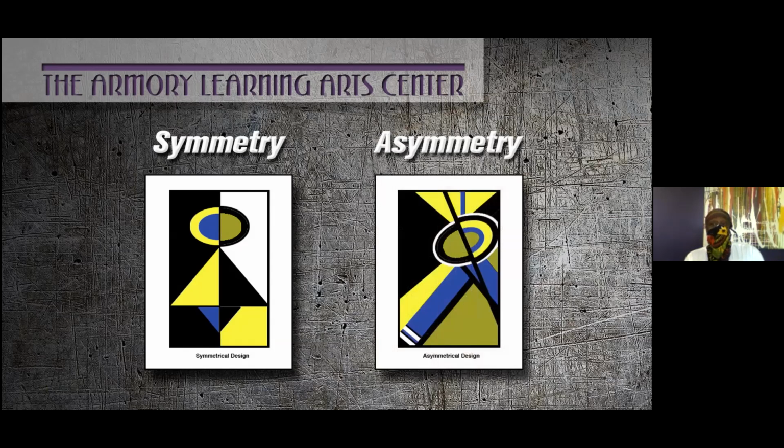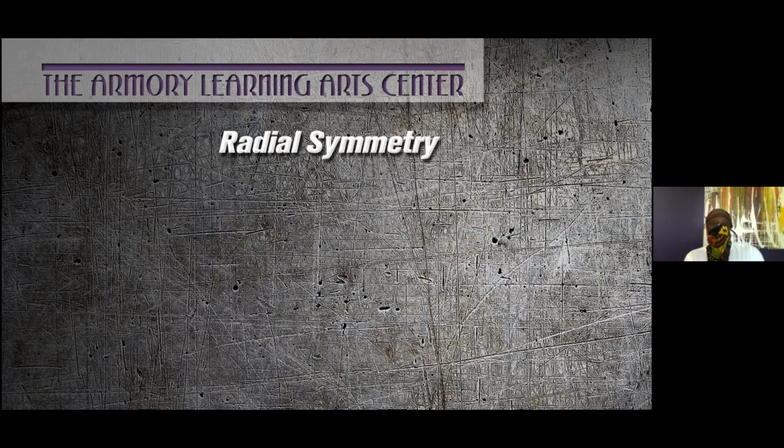Now here we have something that's asymmetrical because we've got basically the same shapes, same colors, but they're not evenly divided. As a matter of fact, it's divided with a slanted line. And again, a straight line indicates something that's harmonious or at rest. If it's slanted, then it indicates movement or tension or dynamism. And so we have an asymmetrical design on the right. Now, another element of symmetry is called radial symmetry.